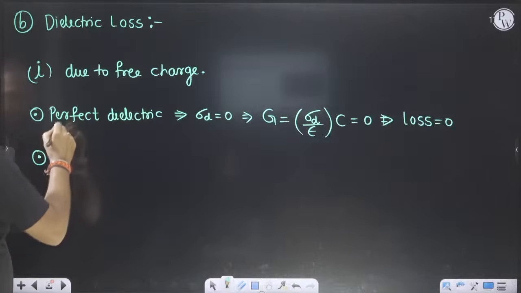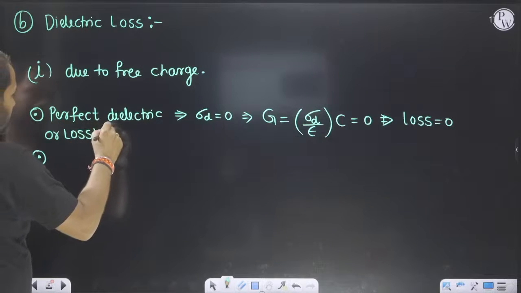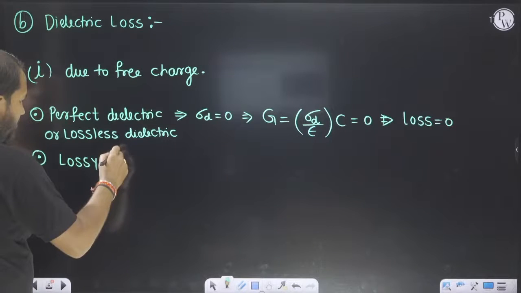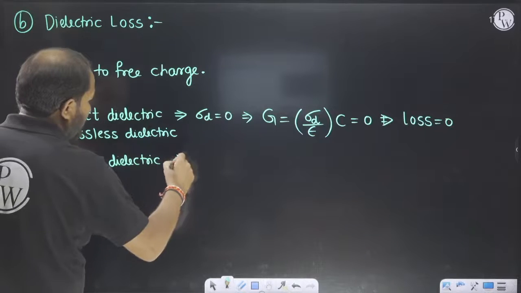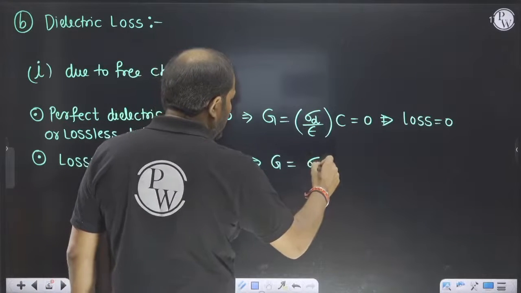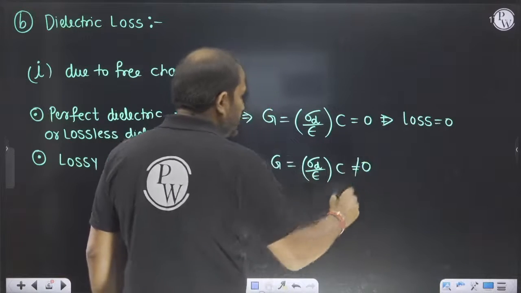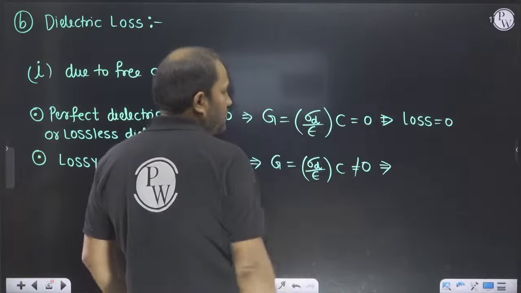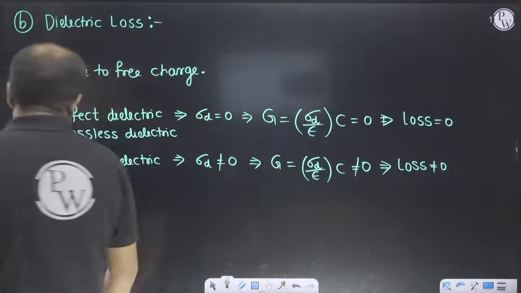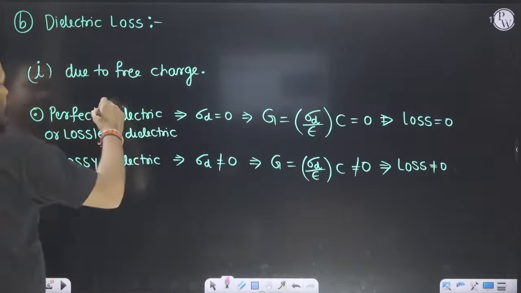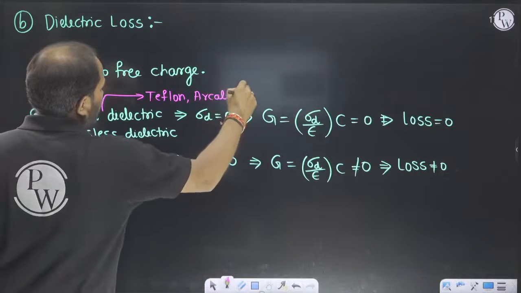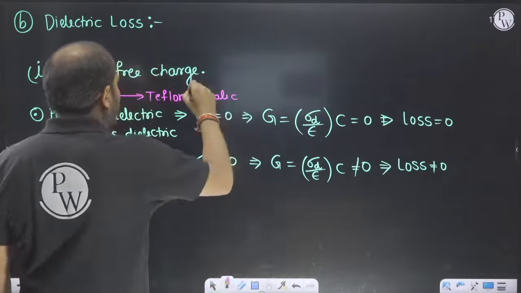If I am using a lossy dielectric, in case of a lossy dielectric, sigma D is non-zero. Sigma D is the conductivity of the dielectric, so the conductivity of the dielectric is non-zero, so G is also non-zero. If G is non-zero, then loss will also be non-zero. Then they will ask, tell me an example of a perfect dielectric. So a perfect dielectric example is Teflon, acrylic, or any polymer.